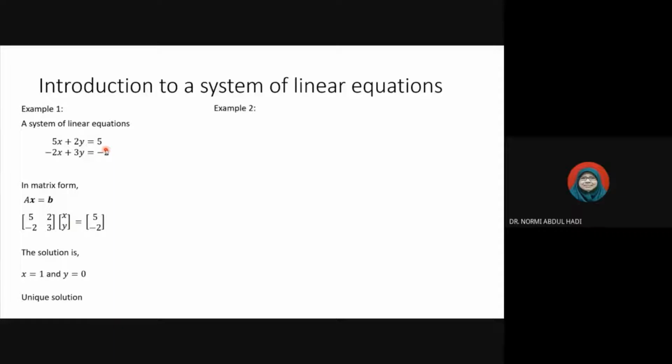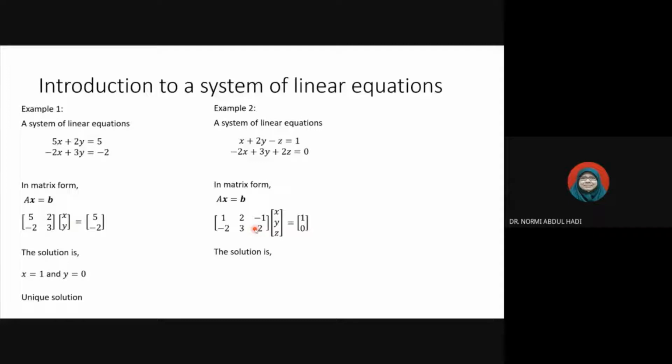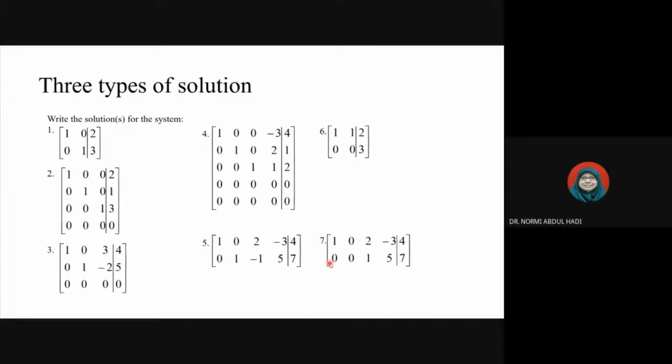For the second example, consider a system of linear equations of three variables x, y, z in matrix form represented as follows. Unlike example 1, the matrix in example 2 is a non-square matrix. The solution for this system is given as follows, and this system has many solutions. This t is any real number. For a system of linear equations or for a matrix, there are three types of solution: unique, many, and no solution.